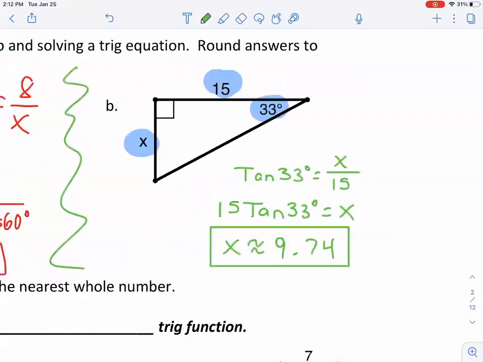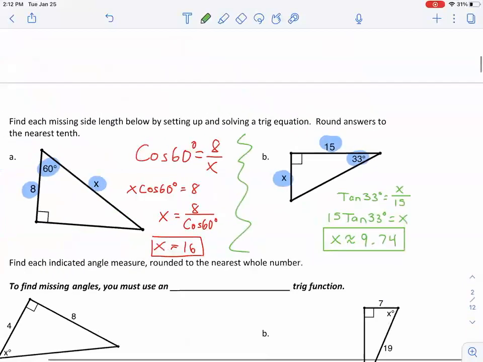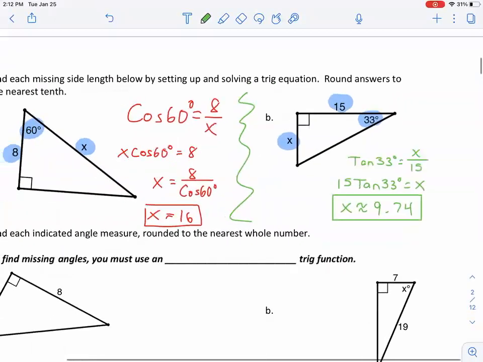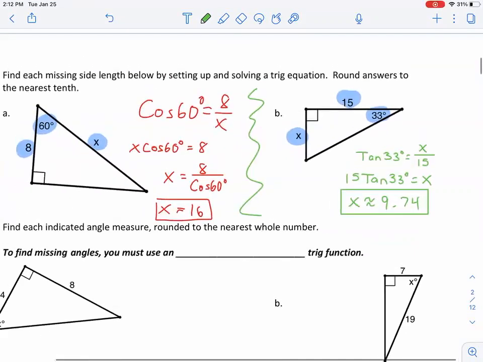Yes. Can you use cotangent? Yeah, good question. Yes, you could use cotangent. I'll show you how in just a second.